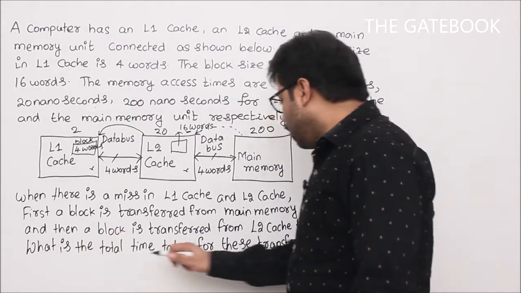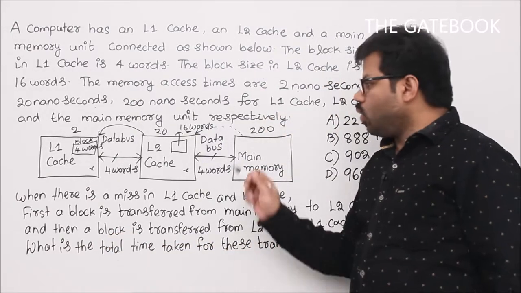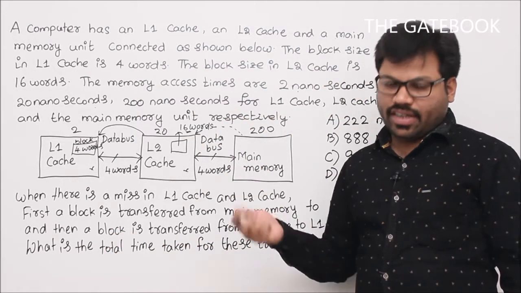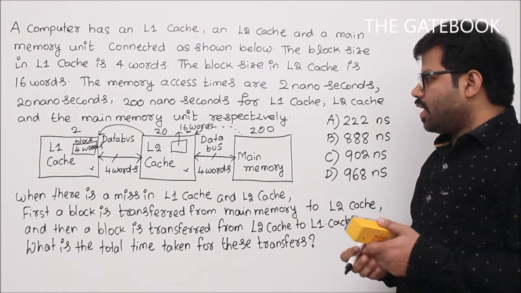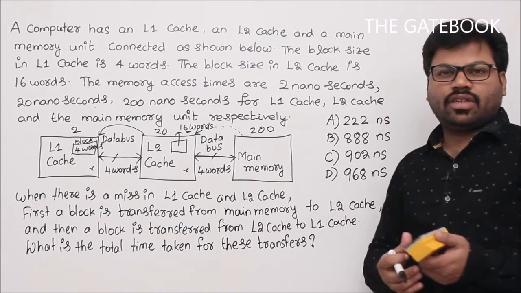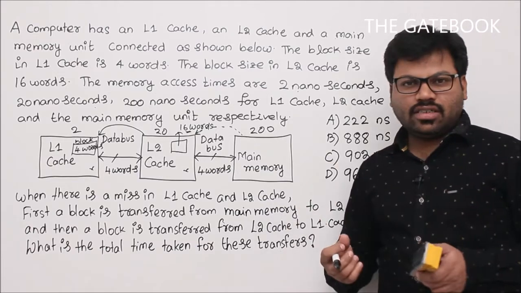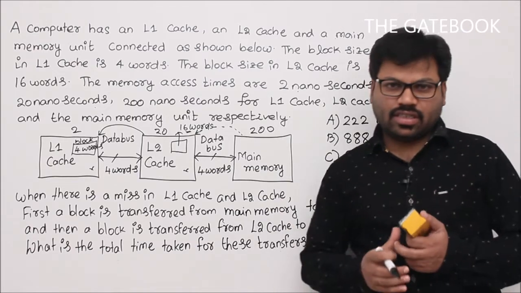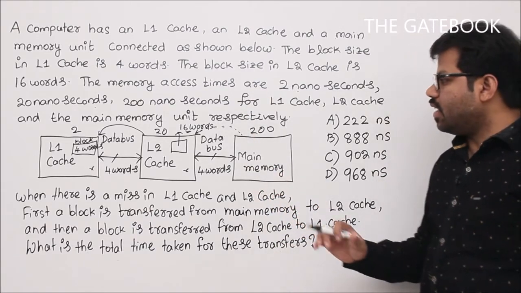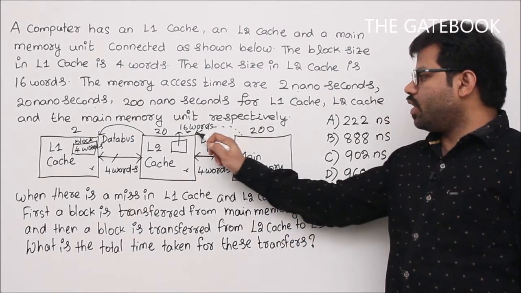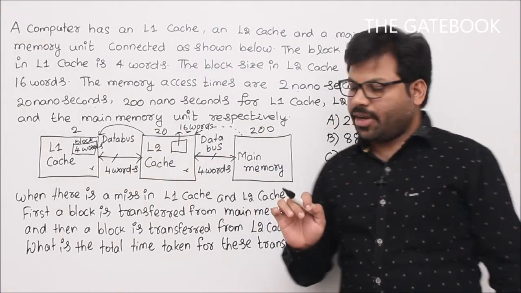What is the total time taken for these transfers? There are 2 transfers, and how much time will they take? So we have to answer this question. It's a mathematical question. You understand the concept, but when it comes to implementations, there can be multiple implementations. Because in this question they have specifically said that we have to move the data from here to here and here to here, you blindly follow it.